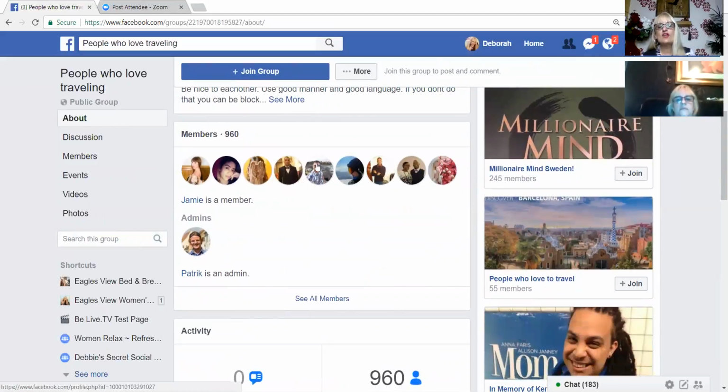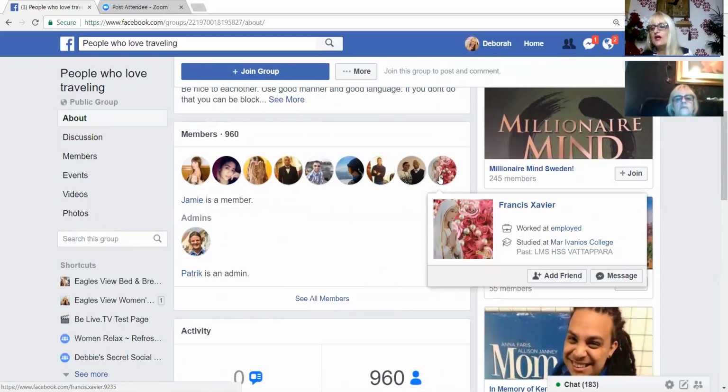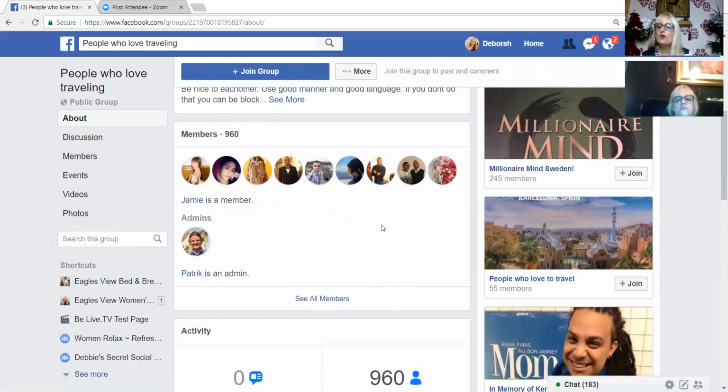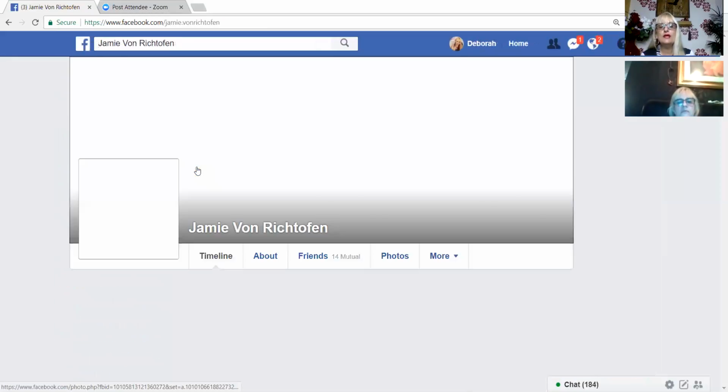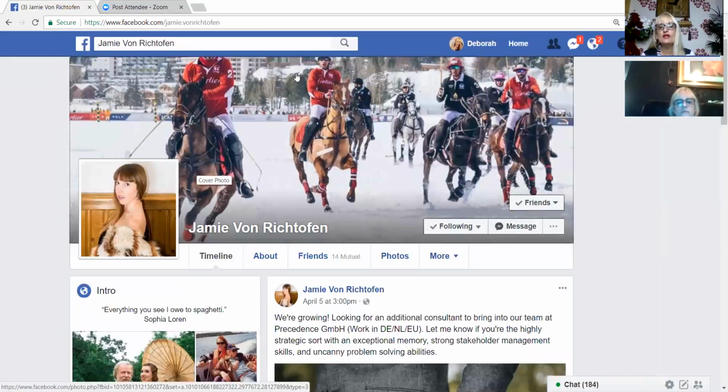These are the members that they have in there, 960. Okay, what does that say to you? That says there's 960 people in there that love to travel. And who do we want to be in front of? People who love to travel. So you're not doing any spamming whatsoever. What you're doing is you're going in and you're looking at their profile.